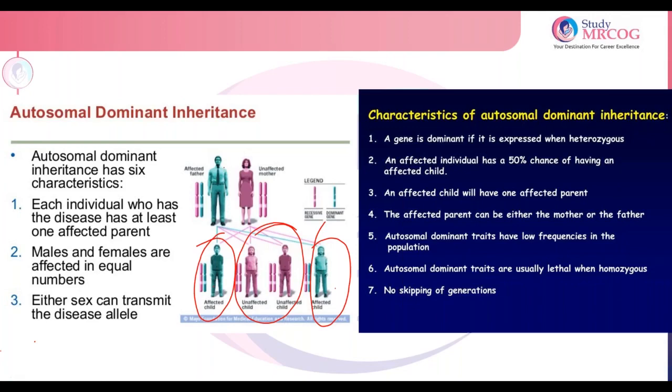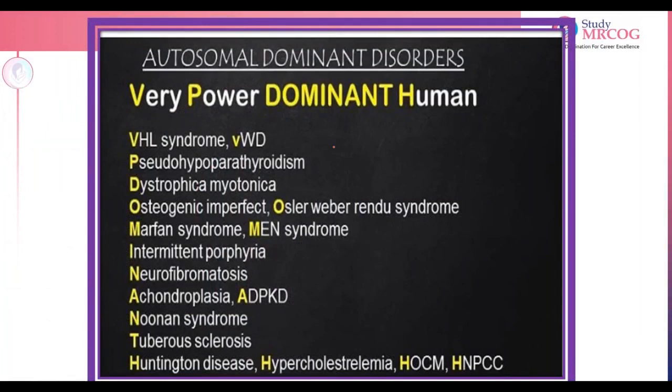Next, this is again a very important point. This is a very important slide. Again, there are so many mnemonics. You can remember a few of them. For autosomal dominant disorders, the most important ones you have to remember: dystrophia myotonica, osteogenesis imperfecta, Marfan syndrome, neurofibromatosis, achondroplasia, adult polycystic kidney disease, tuberous sclerosis, Huntington's disease, and HNPCC. Why you have to remember this is, sometimes they can give you 'all of the following are autosomal dominant except', and for that you need to know these conditions.